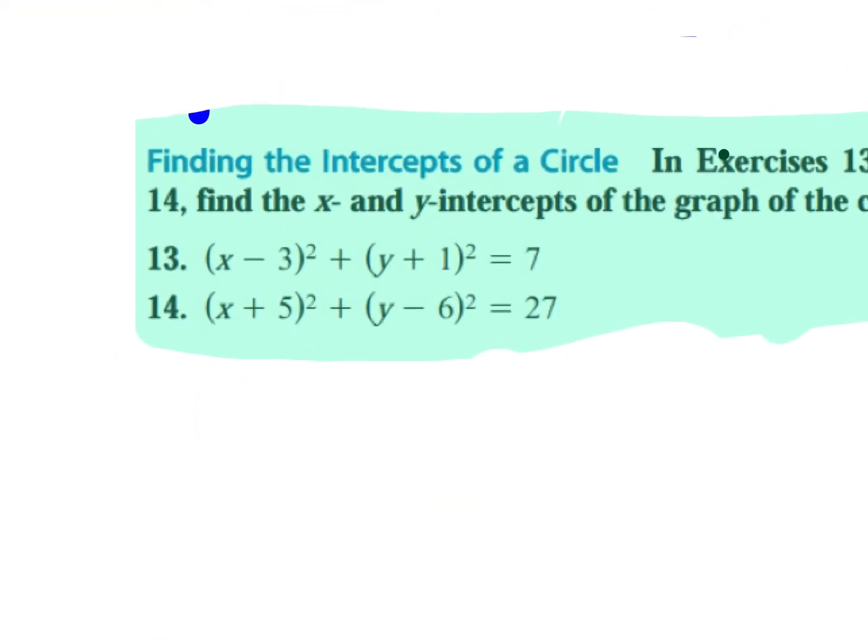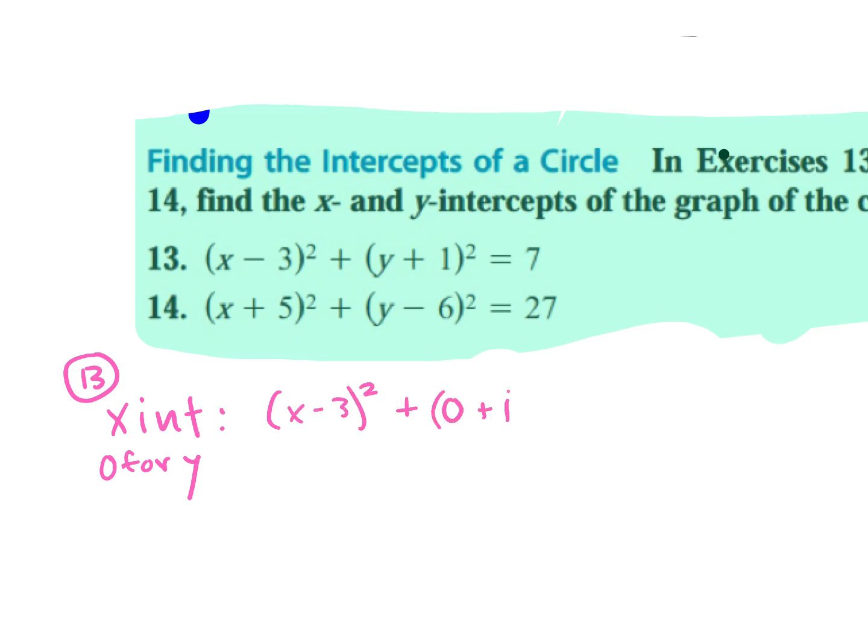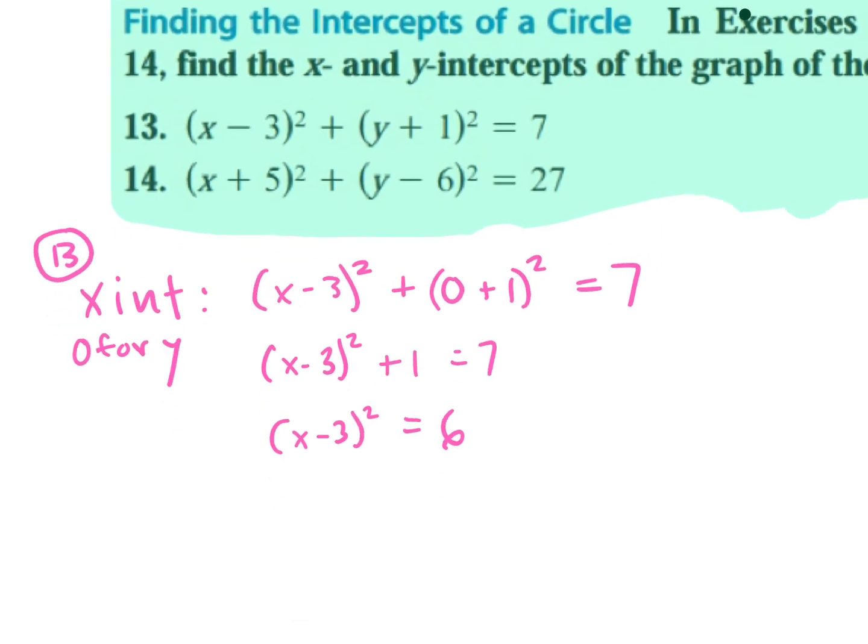These are pretty much the same. We just have to find the x and y intercept. So for 13, how would I find the x-intercept? Plug in 0 for the y. It's always the opposite. So we have x minus 3 squared plus 0 plus 1 squared is equal to 7. So then we just simplify. So x minus 3 squared plus 1 equals 7. Subtract 1, so x minus 3 squared is equal to 6. Then what should I do?